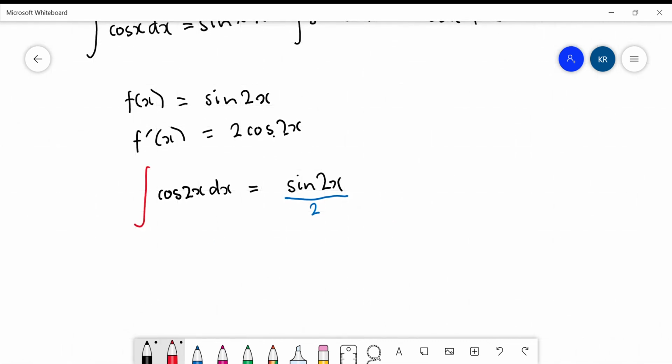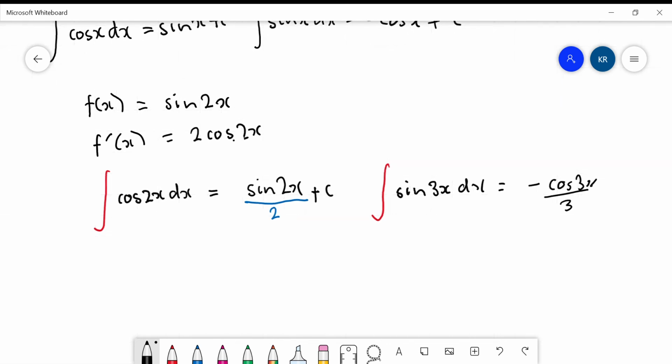The same concept will apply to, suppose, integrating sine 3x. So we know the integral of sine is minus cos. So this is equal to minus cos 3x. Then we take out the coefficient here, which is 3, and then we divide. Since when we differentiated, we multiplied, but in integration, we divide, since that's the opposite. So we put the divide by 3. Then always remember, don't forget the constant.